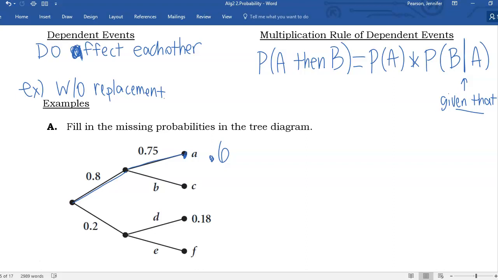Now, to get to B on my diagram, we're looking at this event and its complement. So if there is a 0.75 chance of that happening, there is a 0.25 chance of it not happening, because that's our 100% or our one whole. So if I want to get to letter C here, that will be 0.8 times 0.25.